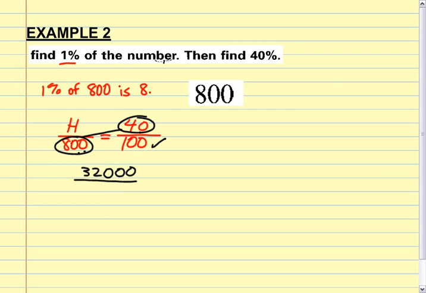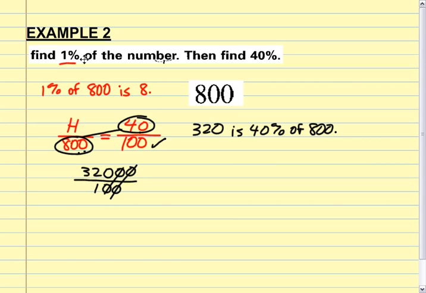Divide it by 100. And look, I don't even need my calculator on that. The terminal zeros cancel out, and I'm left with what? 320. So that means that 320 is 40% of 800. Nice. Any questions about that?